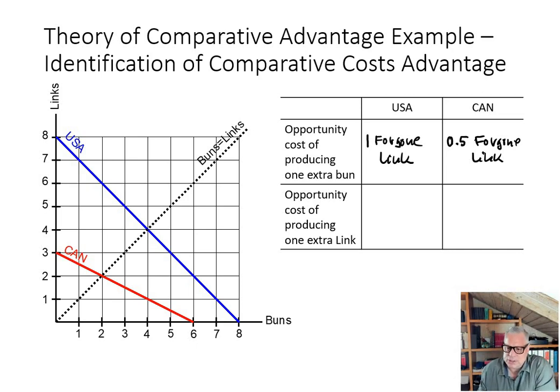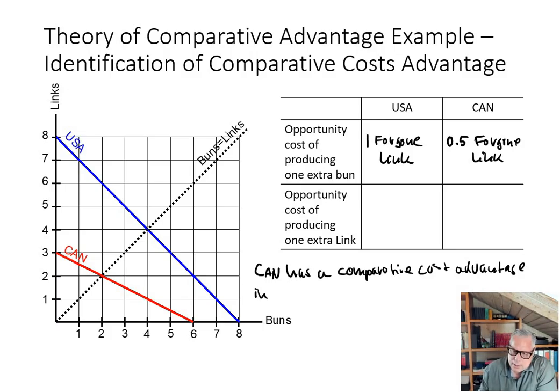So the conclusion is, from what we have done so far, that Canada has a comparative cost advantage in buns because the marginal opportunity cost of an extra bun in terms of foregone links is cheaper in Canada.